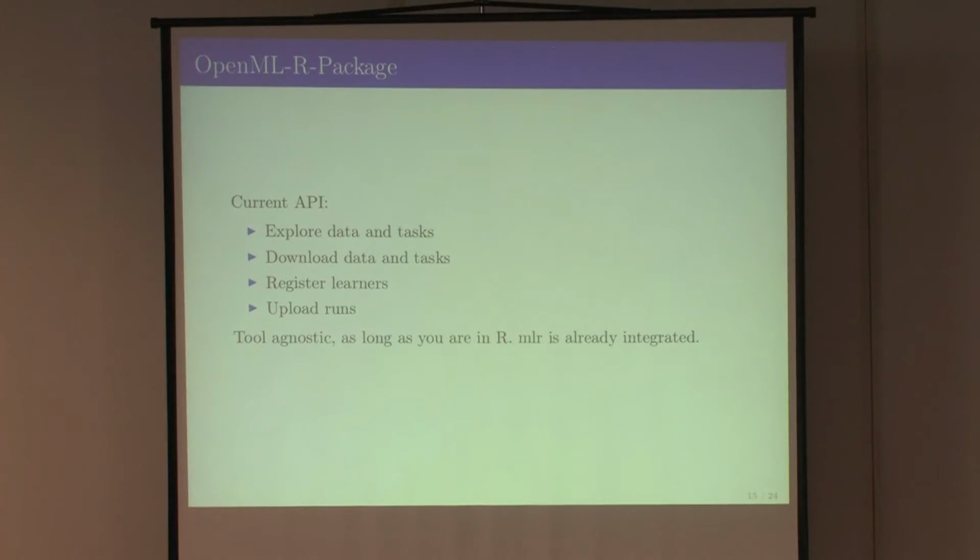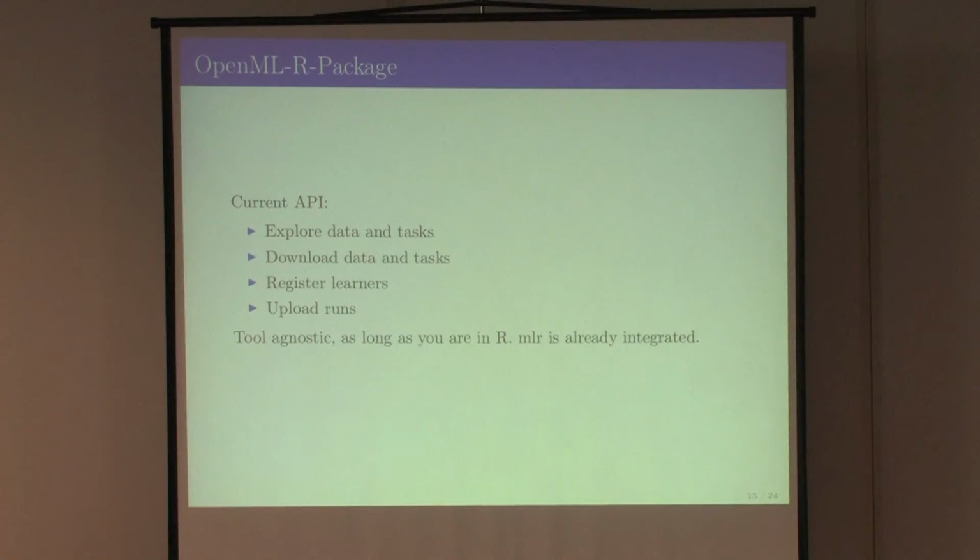Let's get to the OpenML package now, which is, well, I might say fortunately a little bit smaller, so I'm not going to use up that much time again. The current API allows you to explore datasets and tasks on the server, to download datasets and tasks. You can register learning algorithms, and you can upload runs. So that's what we got so far, and hopefully we'll have more at the end of this week. It's tool agnostic, so you don't have to combine it with MLR. The idea is you can use any R package, or you can write custom code if you want to. Yeah, it might get less convenient, but you can do everything you want. MLR is already a bit more integrated, well, because I like to use this.